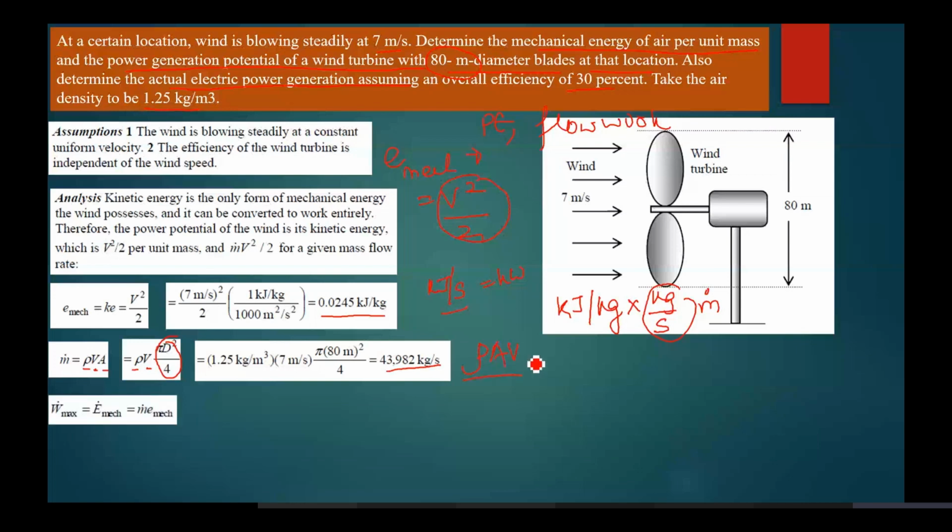Now I want to calculate the maximum power generated. It is the maximum energy generated, mechanical energy, which is mass flow rate multiplied by the specific energy. So this is your mass flow rate, this is your specific energy, and this comes out to be this much kilowatts. Clear enough?